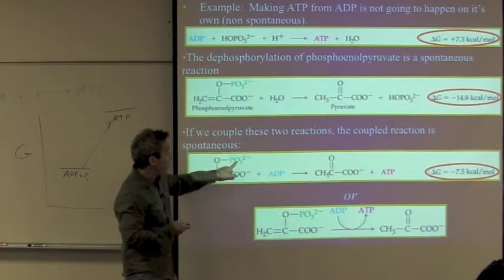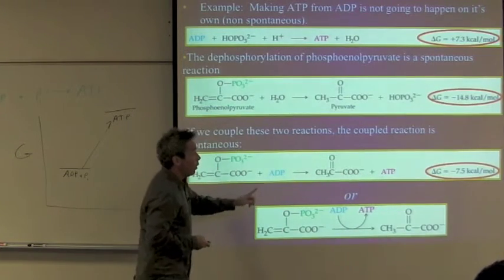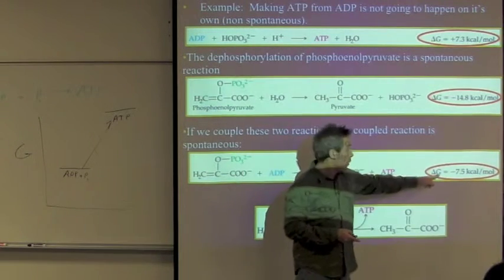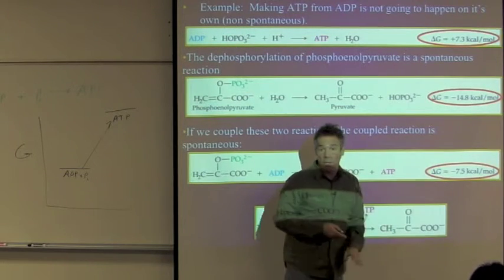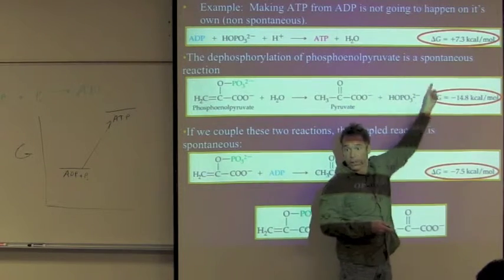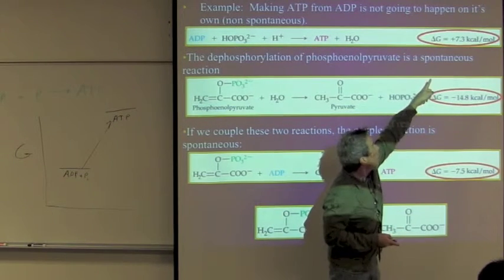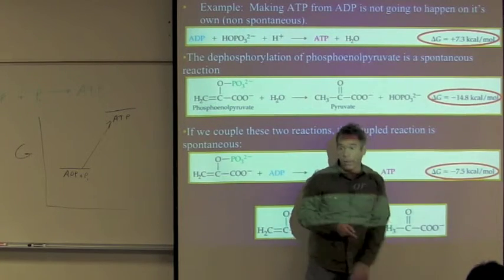Phosphoenolpyruvate, the phosphate comes off, goes on to ADP to form ATP. Notice this reaction, the coupled reaction, is now spontaneous. Delta G is negative. How do you know what delta G is? When you couple two reactions, you just add up these energies. Positive 7.3 plus negative 14.8 gives you negative 7.5.